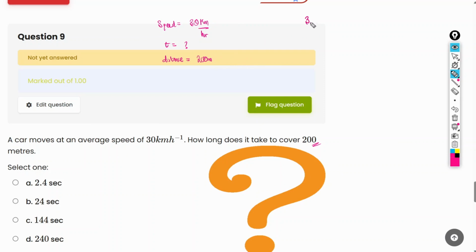We want to convert 30 kilometers per hour to meters per second, right? So I know that I can use 1,000 meters over 1 kilometer, because that's the relationship, or what? 1 kilometer over 1,000 meters. So I can use that to convert the kilometer to meters. And then to convert hours to seconds, I can use 3,600 seconds over 1 hour, or 1 hour over 3,600 seconds.